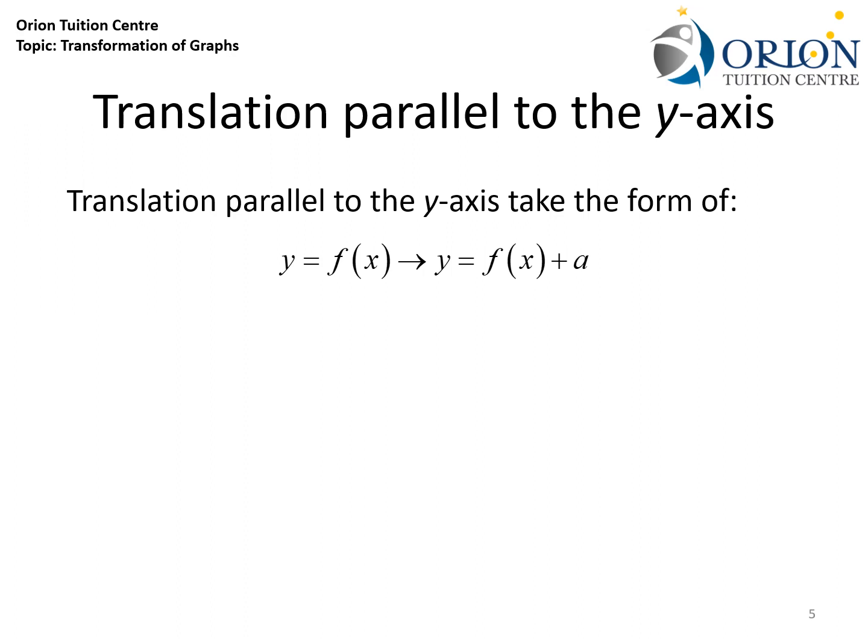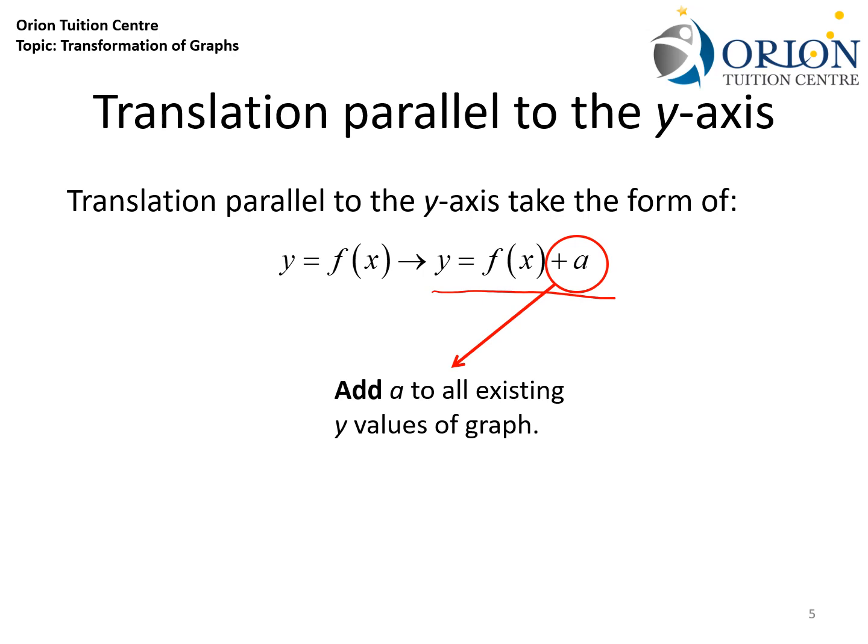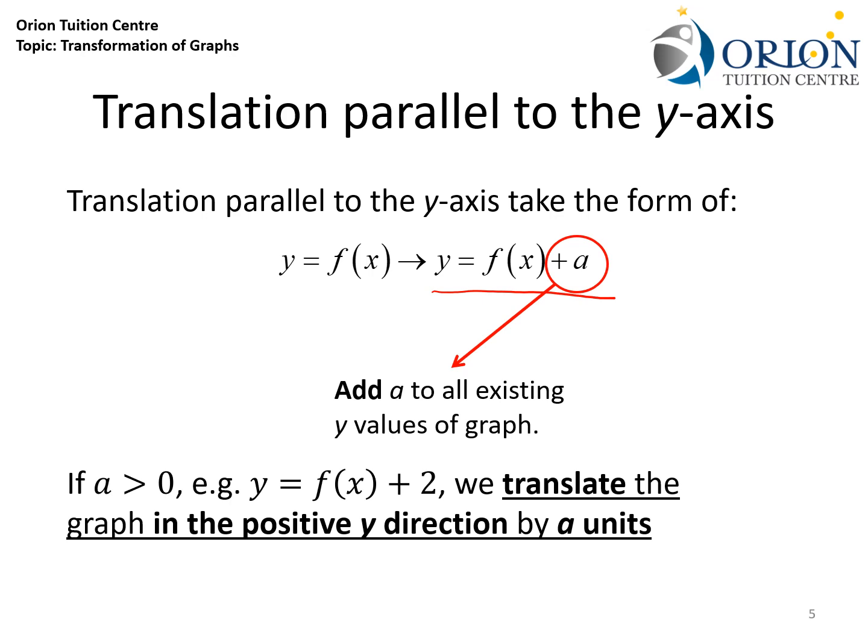For transformations that take the form of y equals f(x) plus a, it is representative of a translation parallel to the y-axis, because every f(x) or y value is now increased or decreased by a constant value of a. So if a is a positive value, all y values are going to be larger now, and thus this results in a graph with larger y values, and it is going to shift the graph upwards. We describe this transformation as a translation in the positive y direction by a number of units.